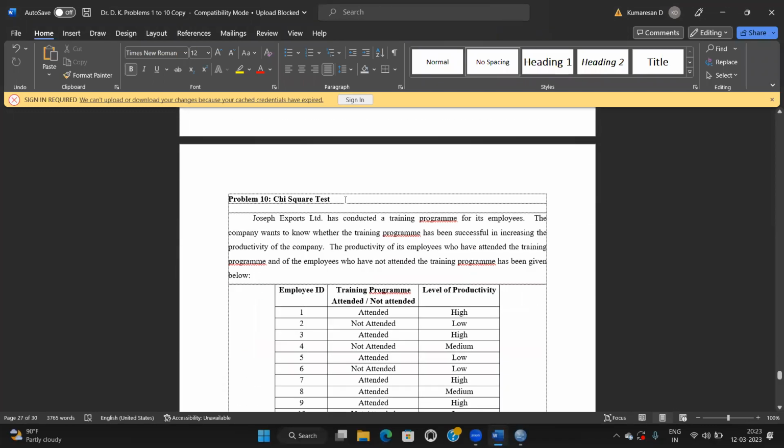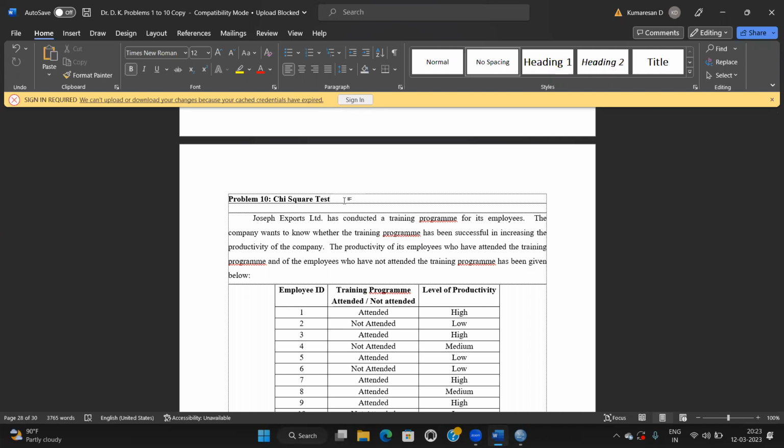Some scholars may have a doubt in pronouncing. How to pronounce this? Whether it is chi-square test or chi-square test or chi-square test. Don't bother, it is chi-square test.